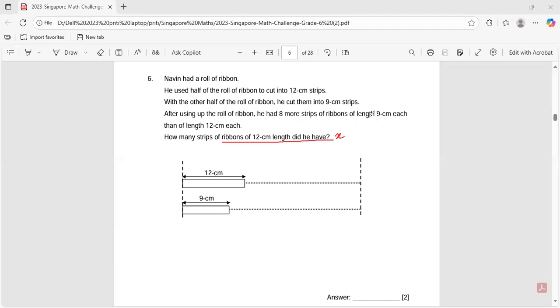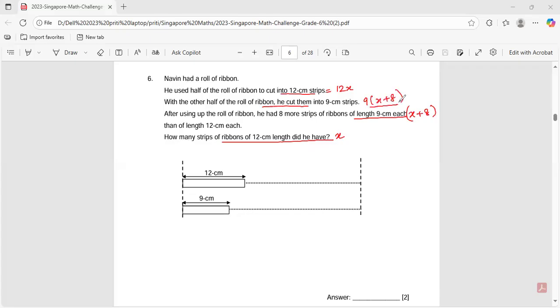So how many strips will there be for 9 centimeter? It'll be x plus 8, right? Number of strips. Now what are they saying? Half of the ribbon was cut into 12 centimeters. So the length of this one would be 12x. And the length of this one will be 9 times x plus 8, right?